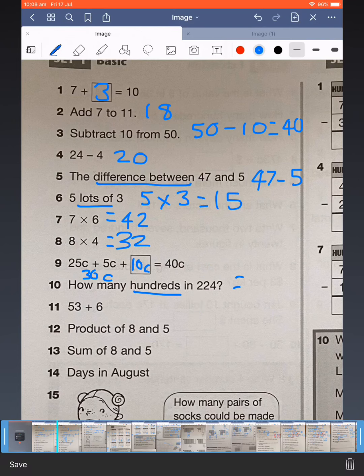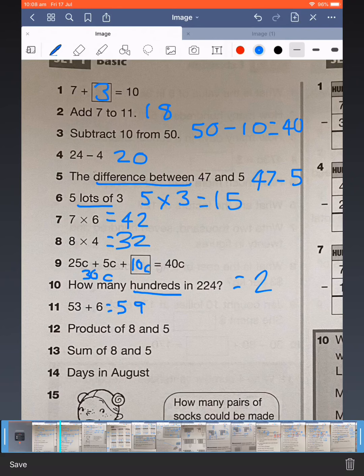11. 53 plus 6. That one's fairly straightforward. Just really add the 3 and the 6. 59.